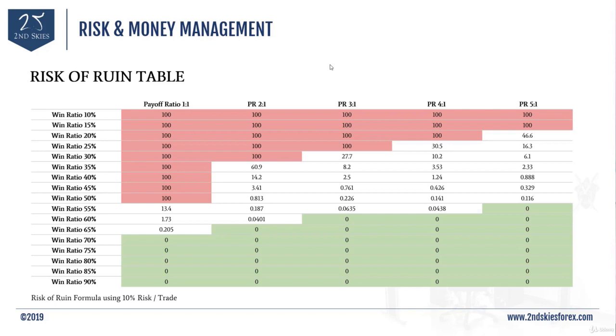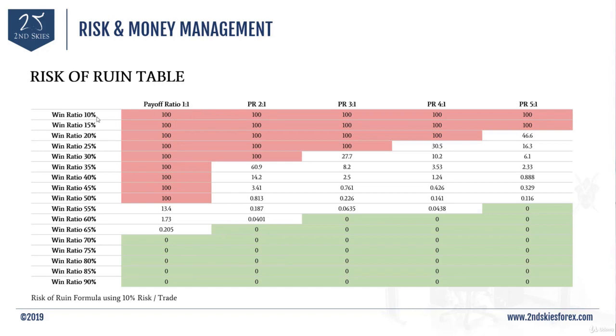Payoff ratio simply refers to how much you are gaining on average per trade when you win. So if it's 1 to 1, then that means if I'm risking $1,000, on average, I'm gaining $1,000 per trade. 2 to 1 would be if I'm risking $1,000, on average, I'm making $2,000 per trade. 3 to 1 is for every $1,000 I'm risking, I'm making $3,000, and so forth, $4,000 and $5,000. Now, inside these little boxes here is the percent chance that you're going to blow up your account.